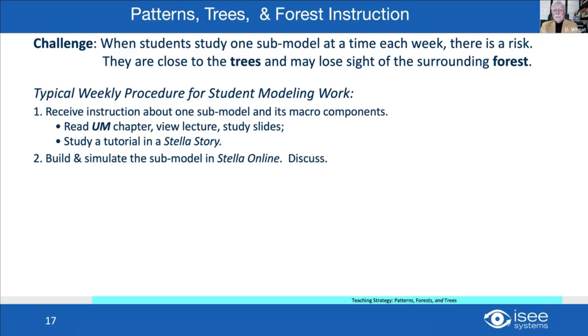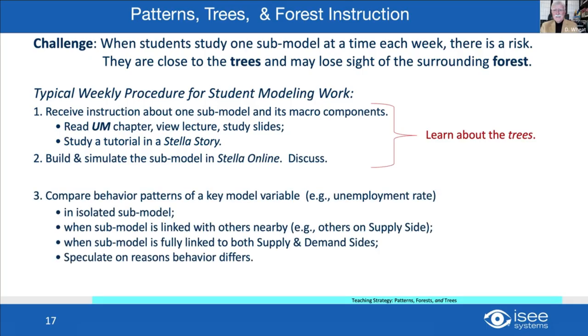So each student has a free account, and I design these submodel tasks so that they're within the parameters set for Stella Online, and that's what they do. So this is a typical procedure. They're learning about the trees when they do this. So they're learning about one submodel at a time.